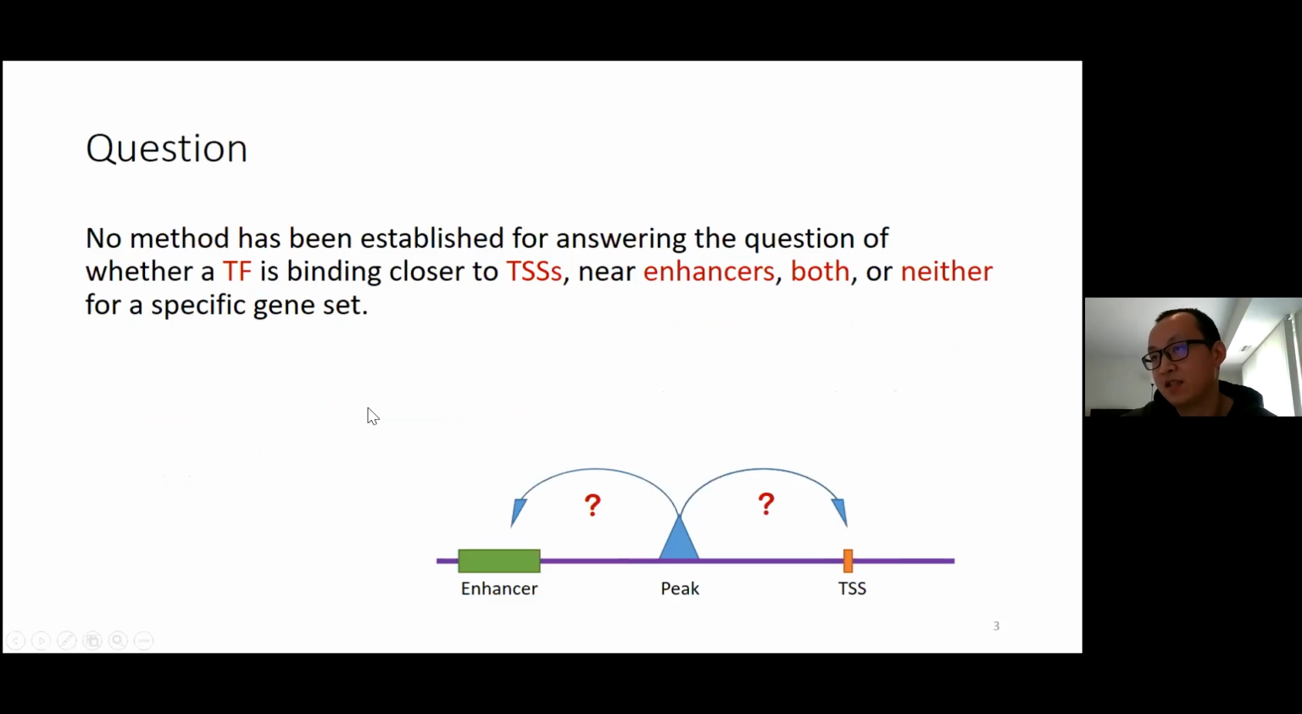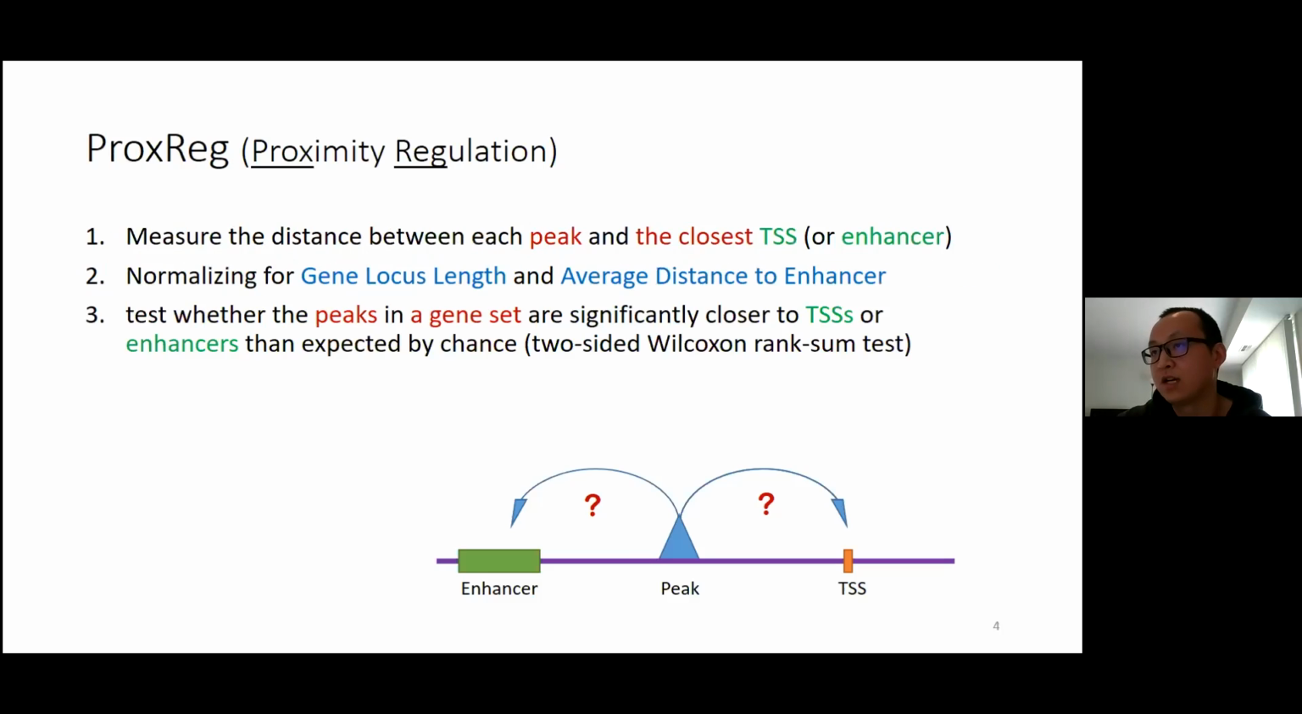So the question is, whether a TF is binding to the enriched gene set because the TF is binding closer to a TSS or an enhancer, or both, or either of them. And to our knowledge, there's no method developed to answer this question. So that's why we developed this method called Proxyrent. It stands for proximity regulation.